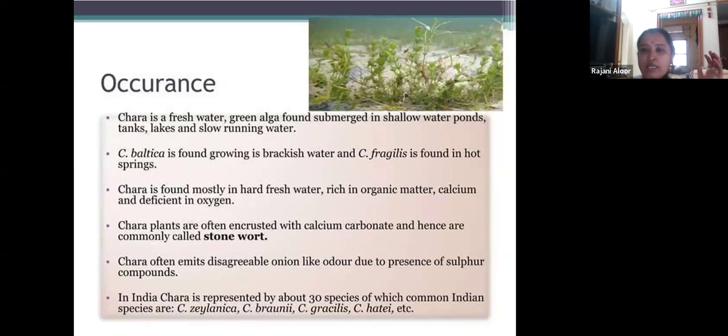Why? The cell wall is made up of calcium carbonate. When you touch the Chara, it has a very rough and brittle surface, and this one is a macroscopic algae. The Chara emits a disagreeable onion-like odor due to the presence of sulfur compounds. The sulfur compounds are very rich, that's why the smell is the same as onion smell.